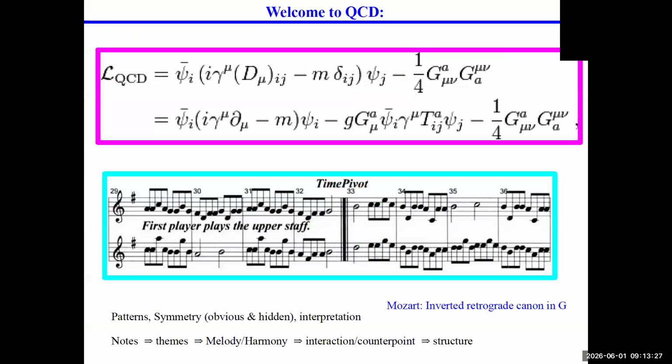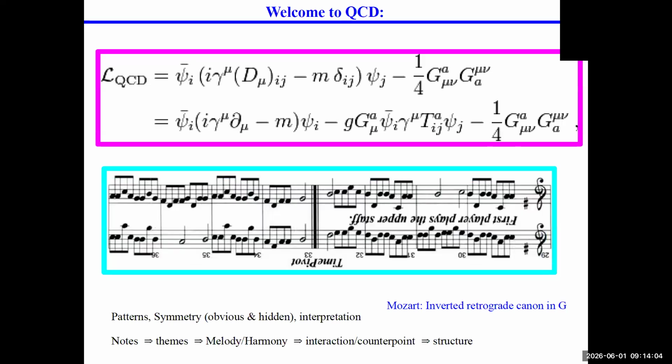So here it is. That's it. There's the QCD Lagrangian. Nice, very compact, fits very well. But if you don't know how to read that, it may look like a lot of Greek symbols. And it's a little bit like music to some extent. I'm an amateur musician. And so here is Mozart's inverted retrograde canon in G. And again, a bunch of dots. But if you don't know how to interpret that, it looks like a bunch of dots. But as you come to know the music better, you understand their patterns and symmetries. There's themes, melody, harmony, interaction, counterpoint, and structure.